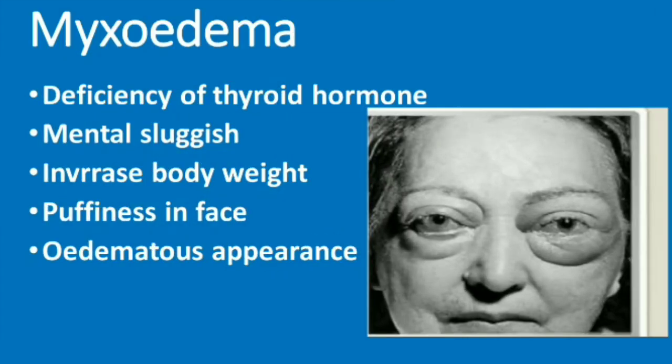The third condition is myxoedema. This also occurs due to the decreased secretion of thyroid hormone, that is, deficiency of thyroid hormone. Symptoms: mental sluggishness, increased body weight, puffiness in the face. Look at these pictures, here and here you can see the puffiness. Edematous appearance, that is the swelling of muscles due to the accumulation of fluid.